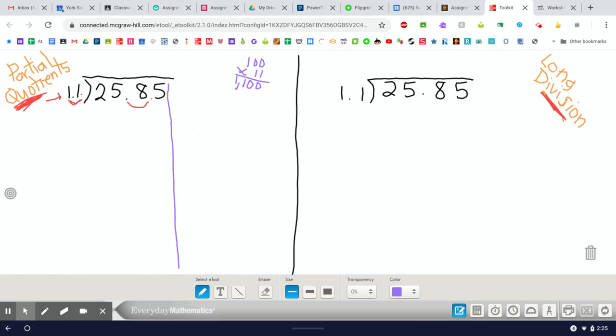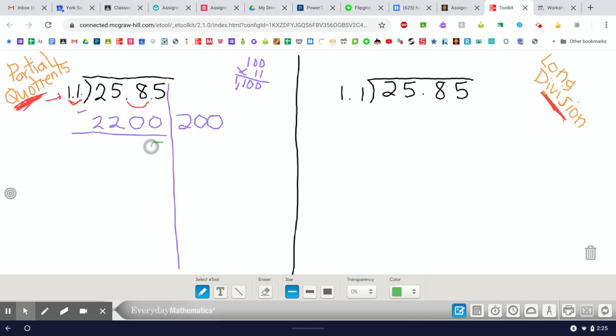What about 200 11s? That'd be 2,200. Let's do it. 200 11s. So 200 times 11, that'll be 2,200. Okay. And we'll subtract that away. So let's go ahead and start subtracting.